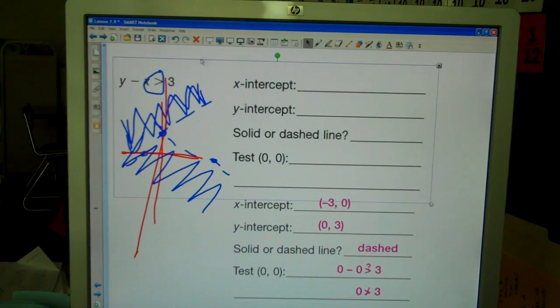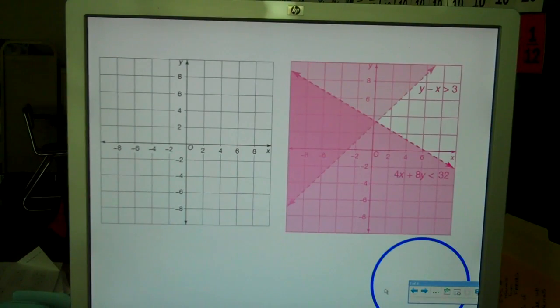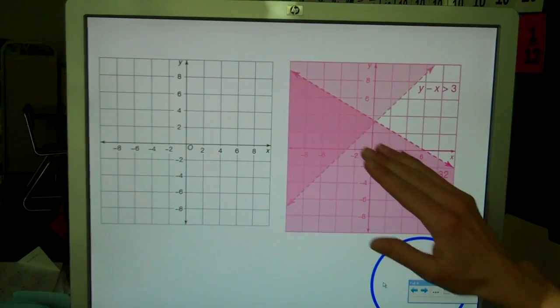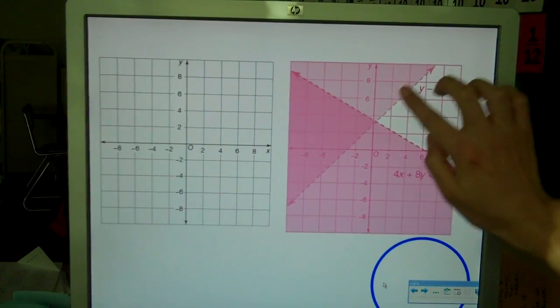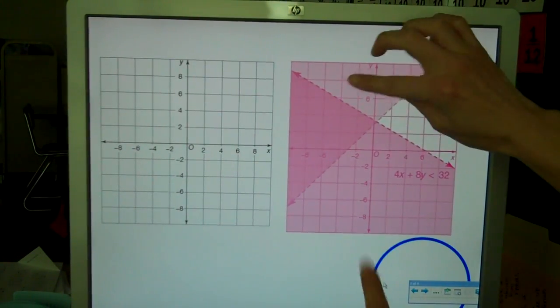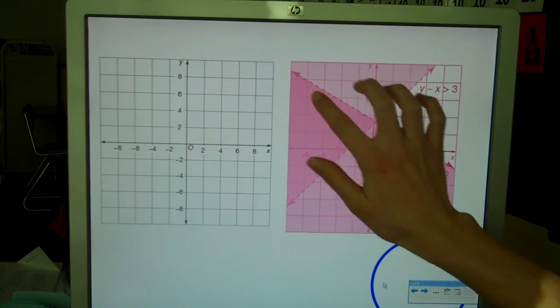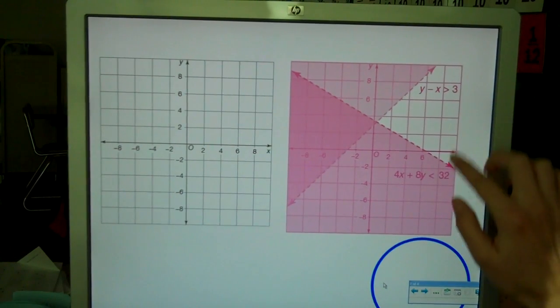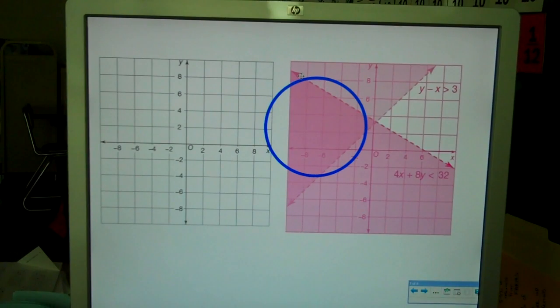Okay? Now, I do have a much prettier picture of that. Here you go. You should have done this on your grid. Okay? And here's the final answer. Now look at that. Here was the first line. All of this was shaded below here. Here was the second line. And then we get this dark pink area where we have both of them. These are solutions to both of these inequalities. Okay? That means any ordered pair in this region right here will make both of these true.